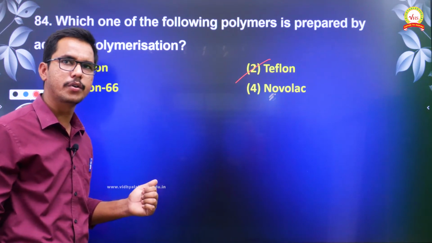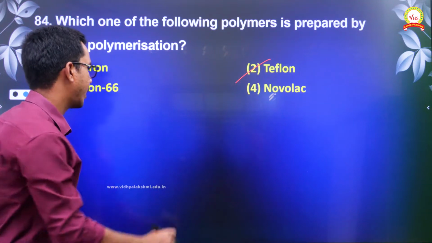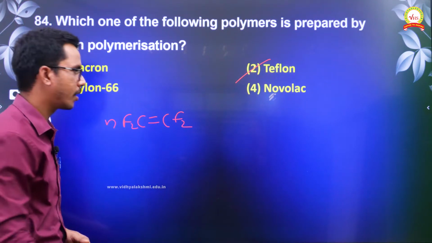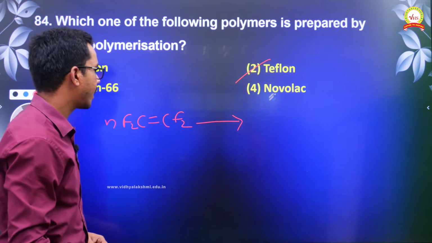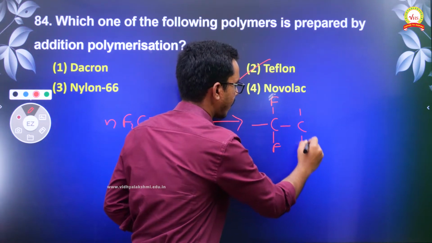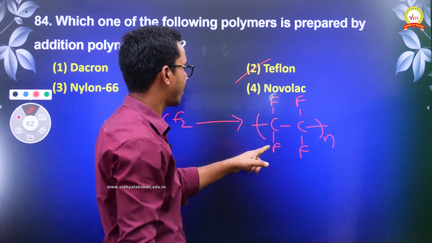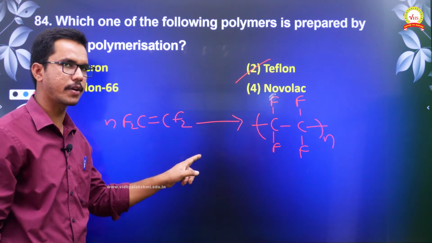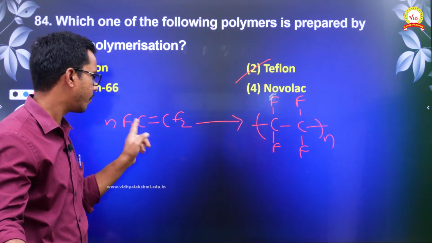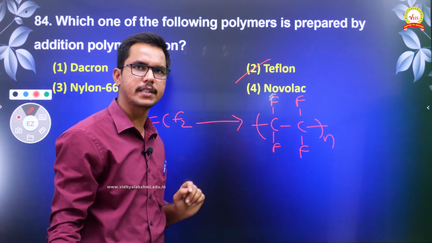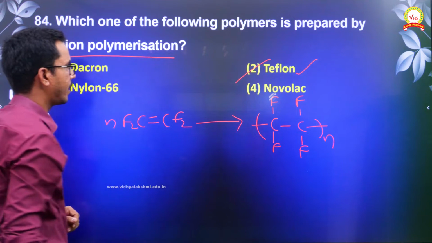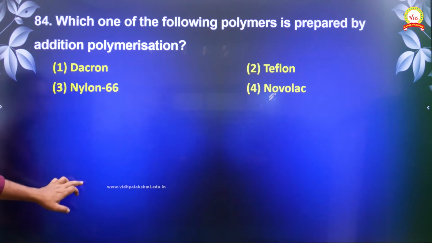The monomeric unit for Teflon is an unsaturated compound. Let us take tetrafluoroethene, that is CF2=CF2. N number of monomeric units undergo polymerization under high pressure and temperature, and they form the polymer. That is nothing but Teflon. What is happening during this reaction? Addition polymerization is taking place. One monomer of tetrafluoroethene gets added to another molecule of tetrafluoroethene and so on. Addition polymerization takes place and Teflon is formed. This is happening by addition polymerization, so option 2 is the right answer.